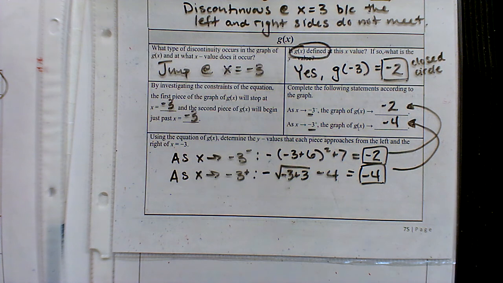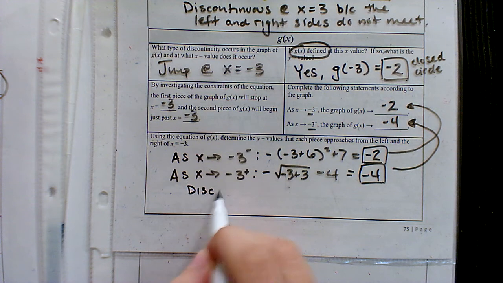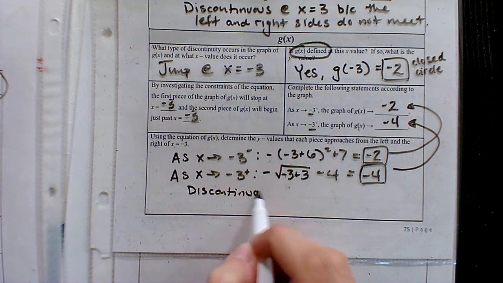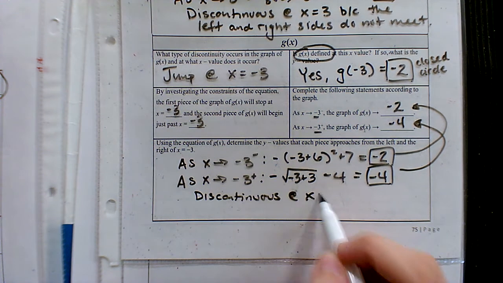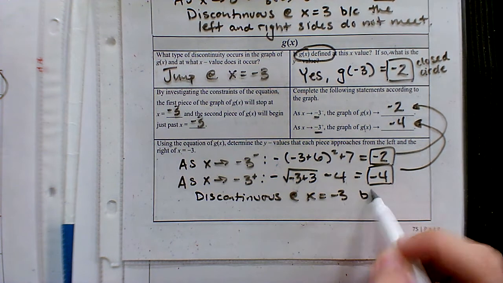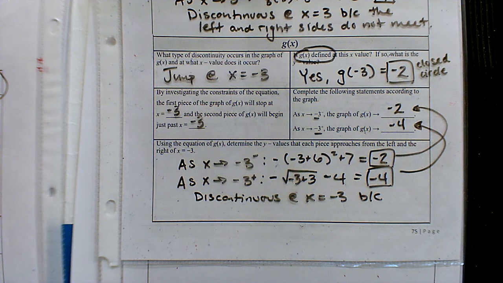Okay, so at the very beginning, we said it was a jump. How are the numbers confirming that idea? What's going on? Let's see, discontinuous at the x value of negative 3 because, why? Yeah, the points don't meet.